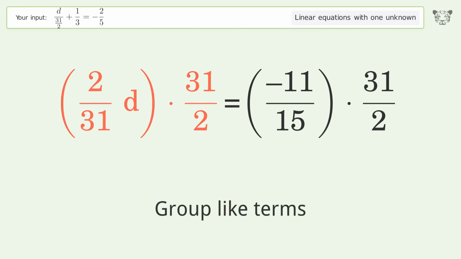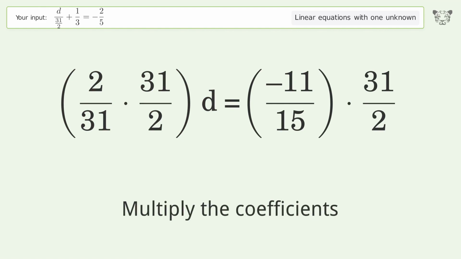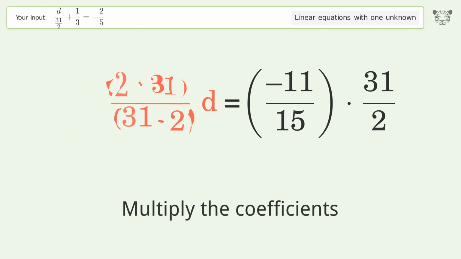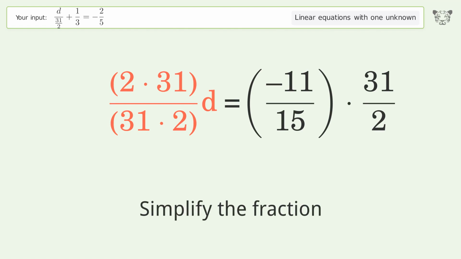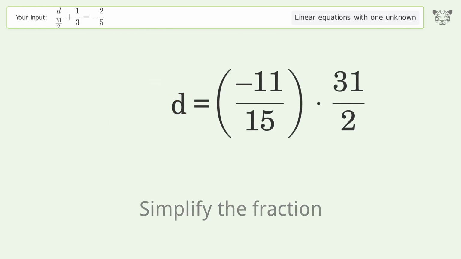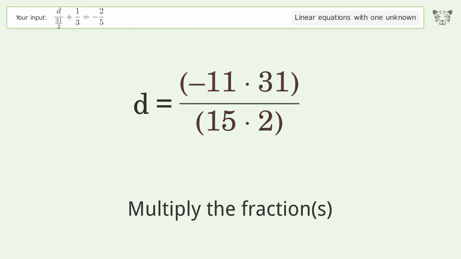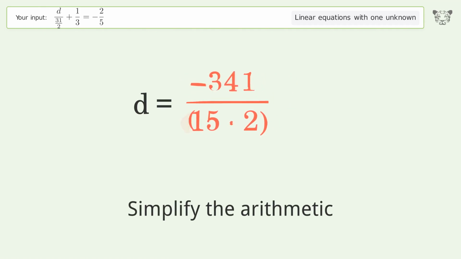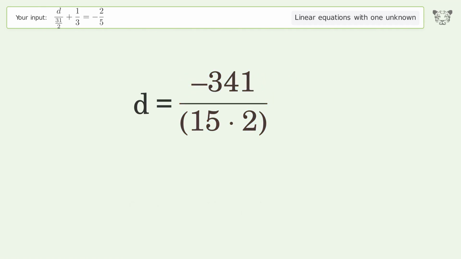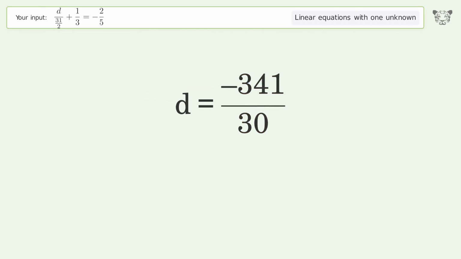Group like terms. Multiply the coefficients. Simplify the fraction. Multiply the fractions. Simplify the arithmetic. And so the final result is d equals negative 341/30.